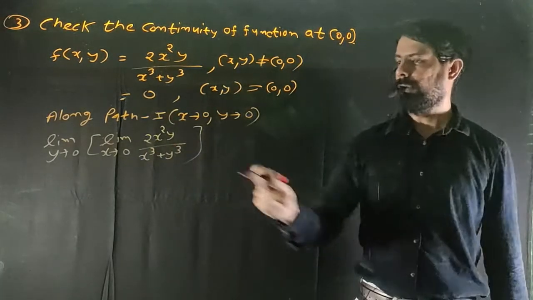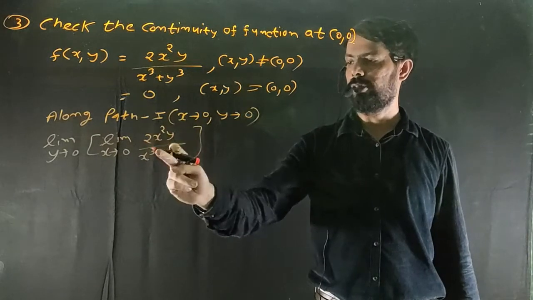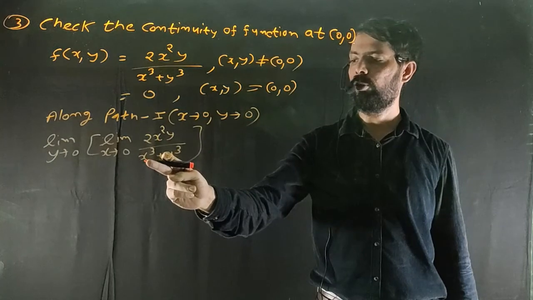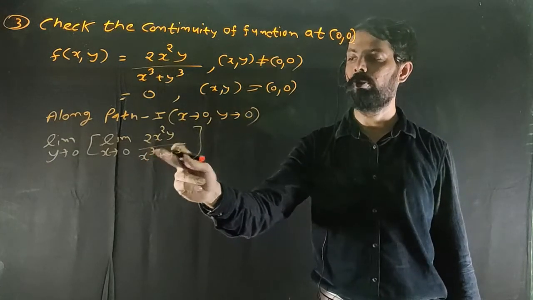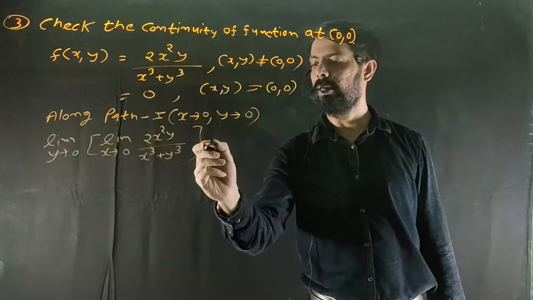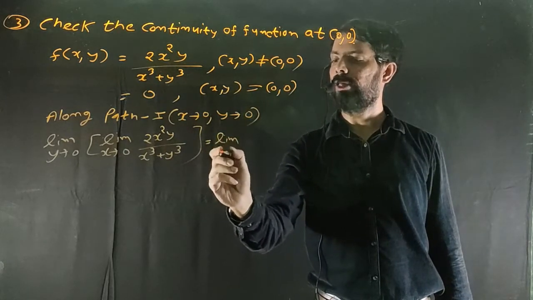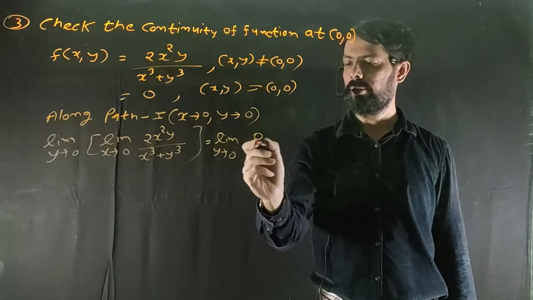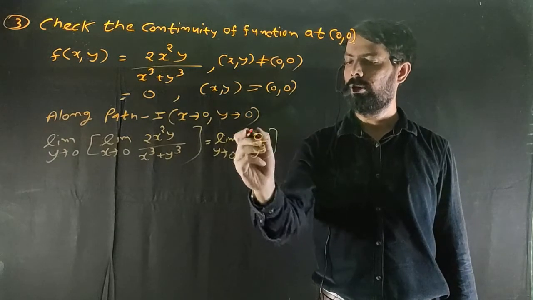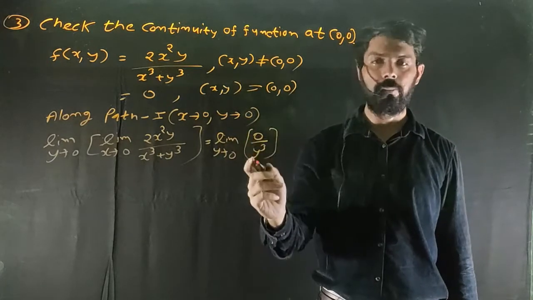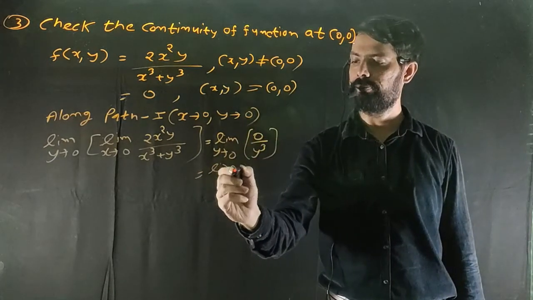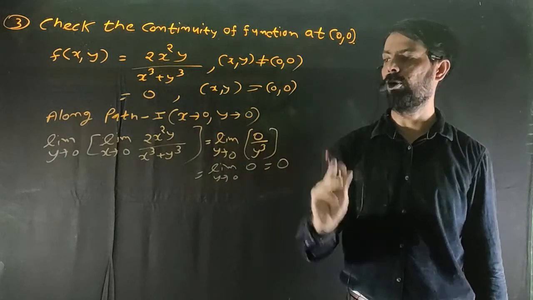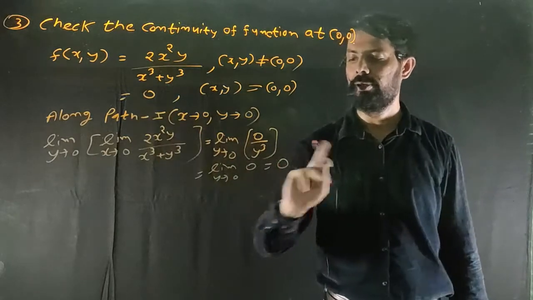Okay, so here we will replace x by 0 in this function. So if we replace x by 0, then numerator will become 0, and in the denominator 0 plus y cube, so in the denominator it will be y cube. So this will be limit y tends to 0, then here 0 divided by y cube. So if we simplify this, then it will be 0. So limit y tends to 0, here it is 0, so final answer will be 0. Therefore limit along path 1 is 0.